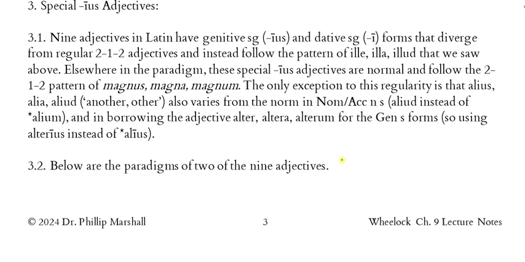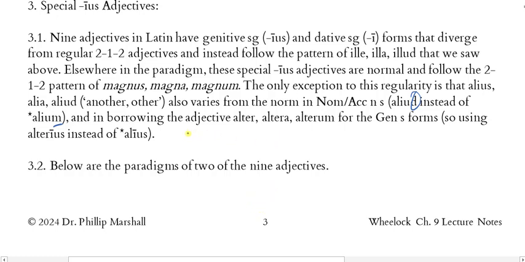The only exception to this regularity is that, in addition to differing on the genitive singular and dative singular, the adjective alius, alia, aliud, another, other, also varies from the norm in the nominative and accusative neuter singular, where we get aliud instead of alium. Of course, that's reflecting what we saw with ille, illa, illud, so it's not too irregular, but again, it's not following the normal 2-1-2 pattern that we would have expected, alium, right? If it were following typical neuter second declension.